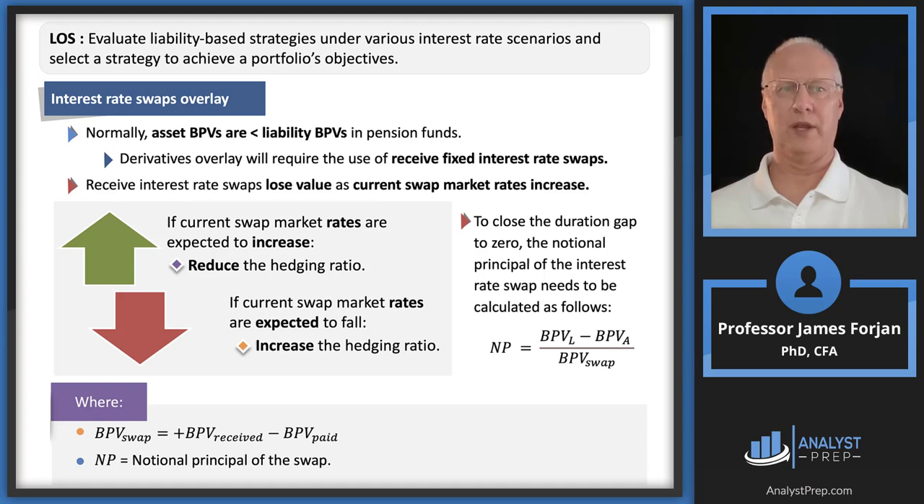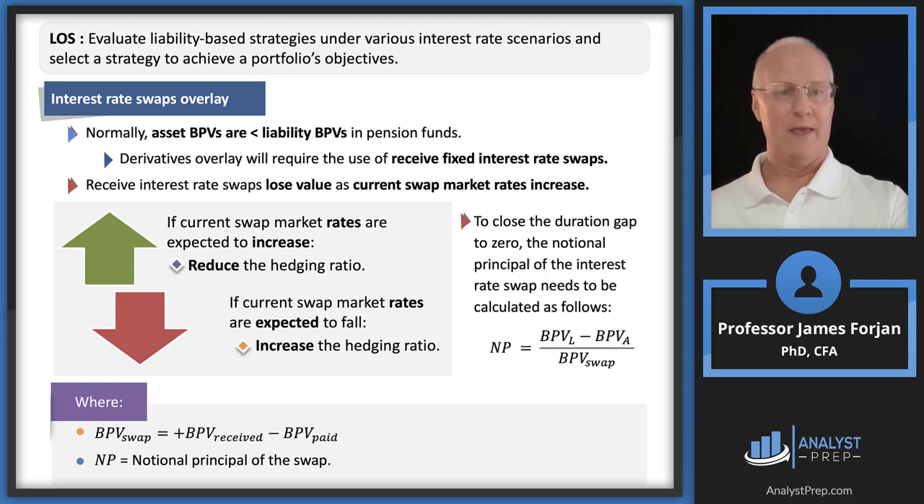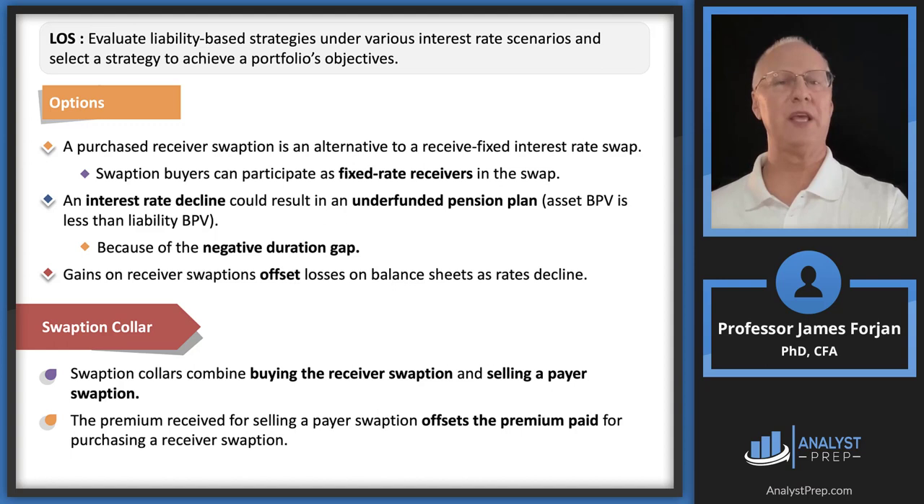You can also do this with options. And in particular, if we can buy an interest rate swap contract, then clearly there's an option on an interest rate swap. We call these swaptions. And so we can purchase a receiver swaption as an alternative to that receive the fixed rate interest swap that we talked about on that previous slide. So look at the second diamond point. I like this one here. This is probably the most important part of this particular section. An interest rate decline could result in underfunded pensions, and this is probably because there's that negative duration gap.